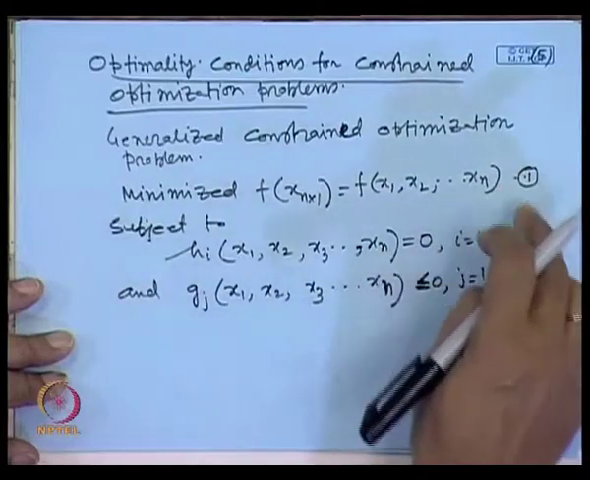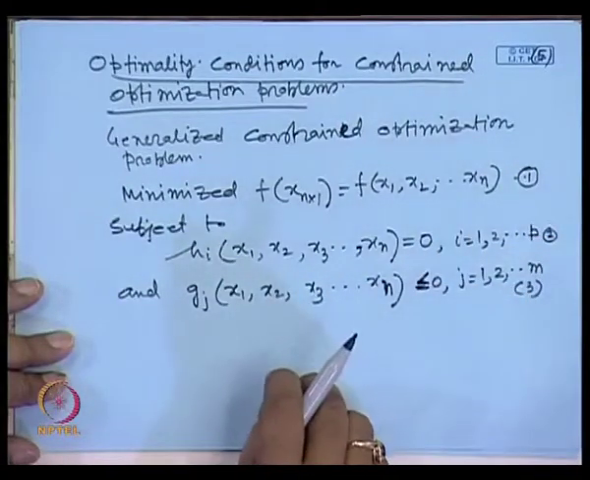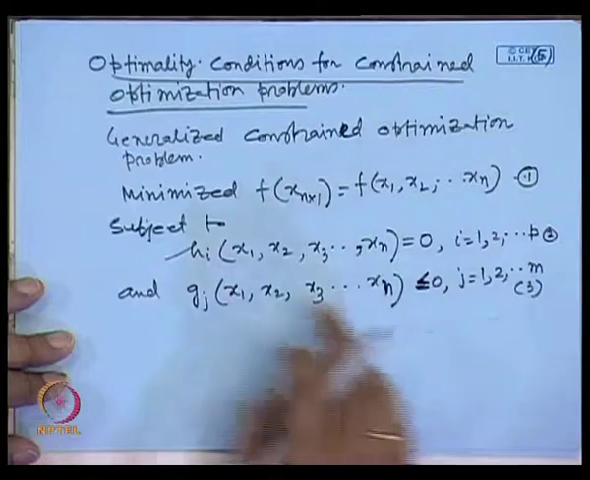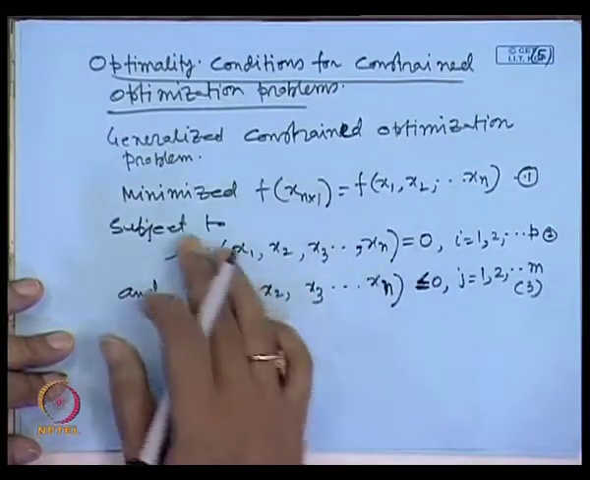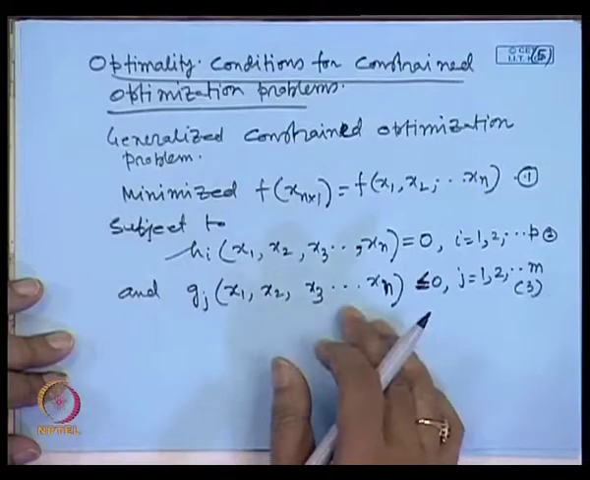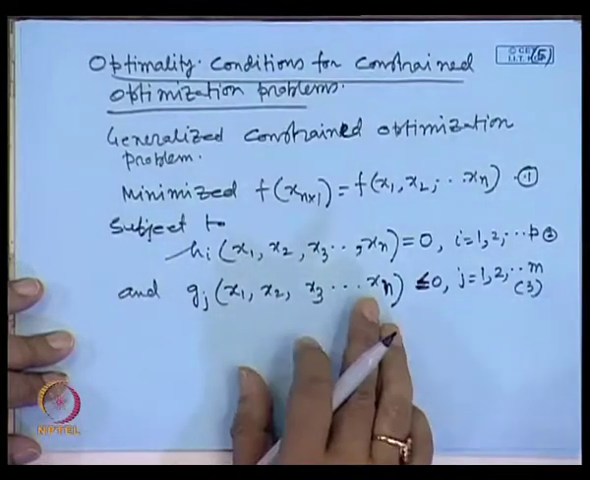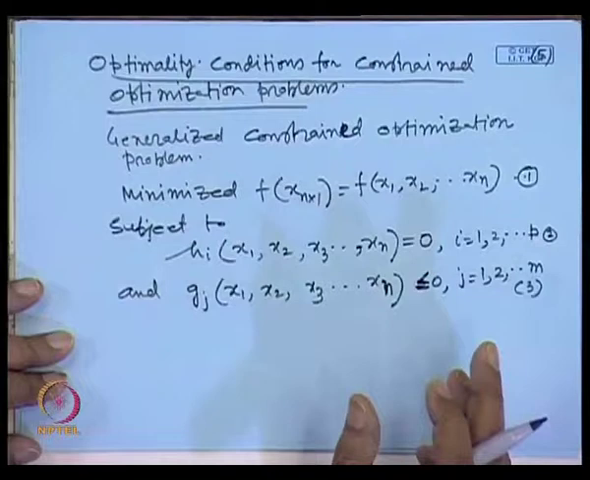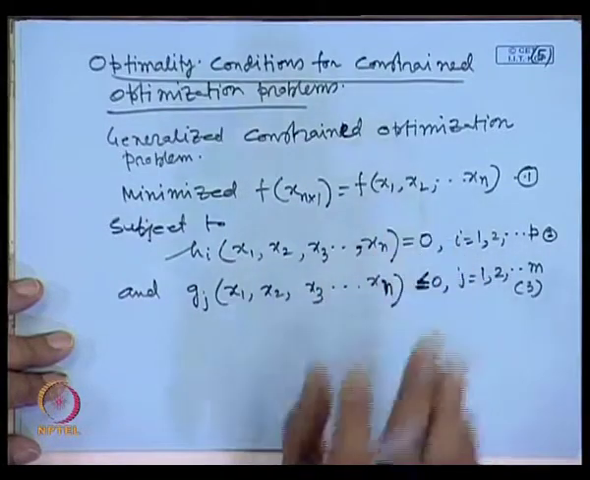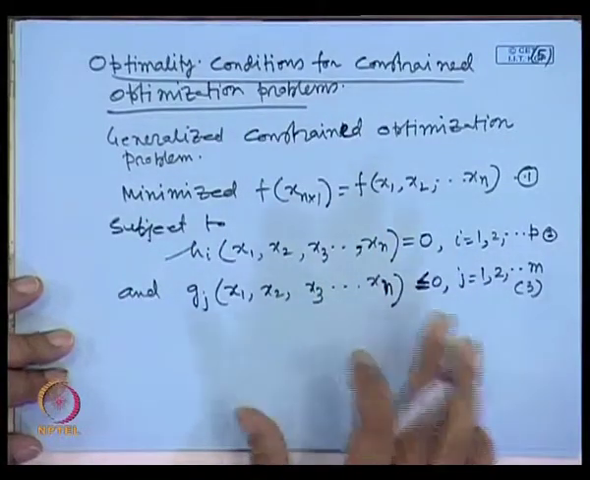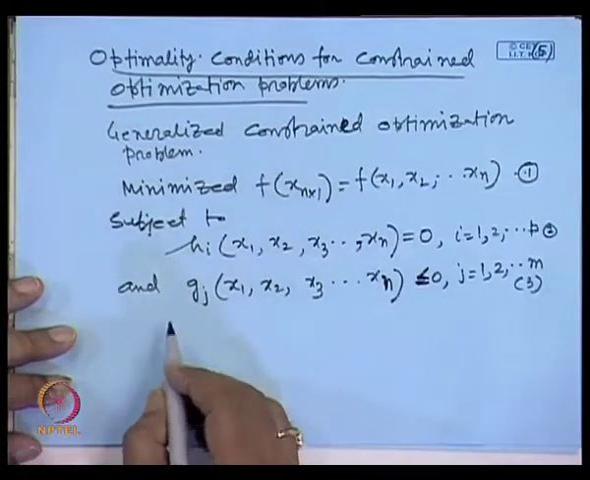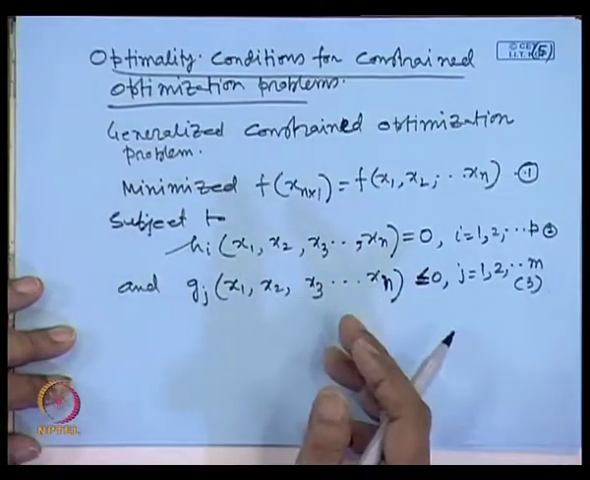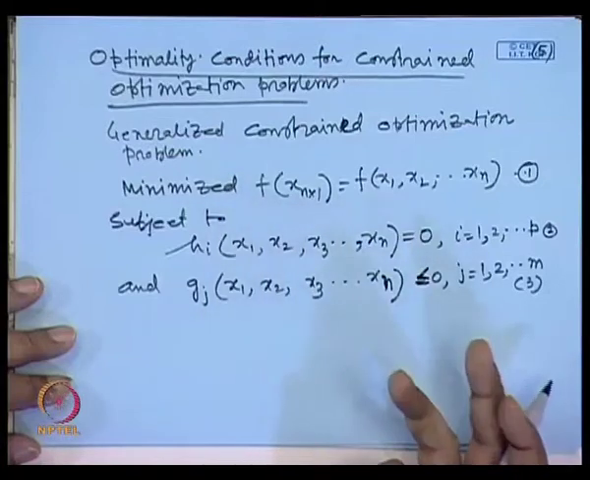If equations 1, 2 and 3 are all linear functions, then we call it a linear programming optimization problem. Otherwise, it is a nonlinear optimization problem. If any one of these is nonlinear, it is nonlinear, as we have discussed earlier. So we may have a linear or a nonlinear optimization problem.